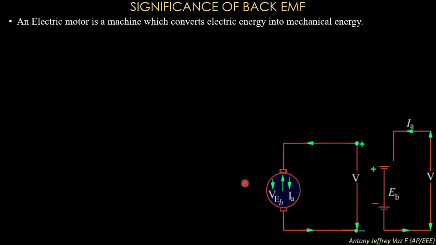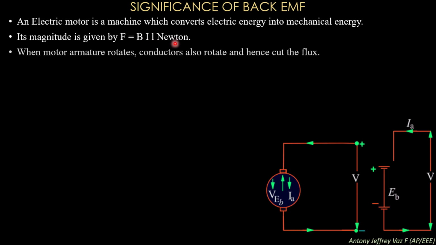We need to know such a basic thing: the magnitude of the shaft rotation, that is the power developed in the shaft, which is given by F equal to BIL newtons. When the motor armature rotates, the conductors also rotate and hence cut the flux. We know that the armature is rotating.